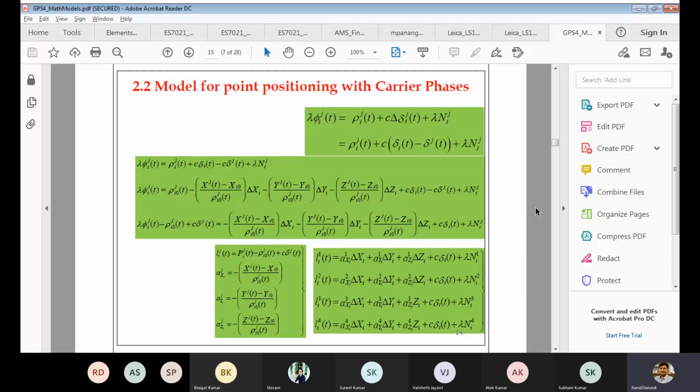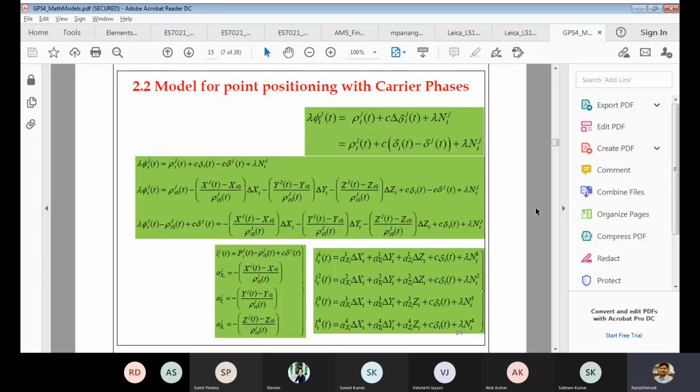So roughly ignoring the smaller error contributions in the range, we can write this equation as lambda phi ij is equal to rho ij plus c delta ij plus lambda n ij. Lambda phi ij is the phase observable, in meters. If only phi is written, that would be in cycles, but the moment you multiply it with lambda, it becomes lambda phi ij, in meters.